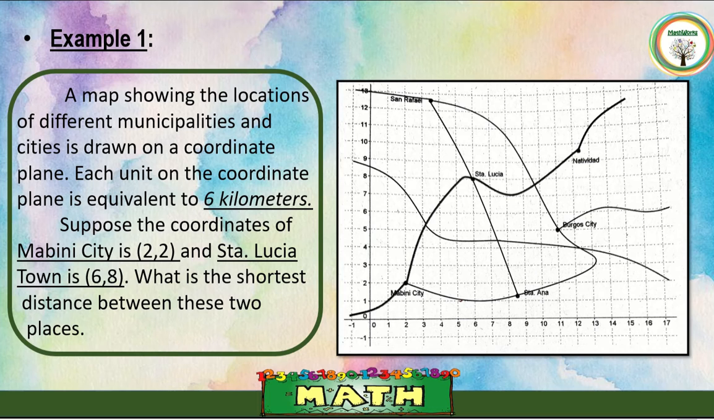A map showing the locations of different municipalities and cities is drawn on a coordinate plane. So this one. Each unit of the coordinate plane is equivalent to 6 kilometers. Suppose the coordinates of Mabini City is 2, 2, this one, and Santa Lucia town is 6, 8. This is Santa Lucia town. So it is located at 6, 8. What is the shortest distance between these two places?